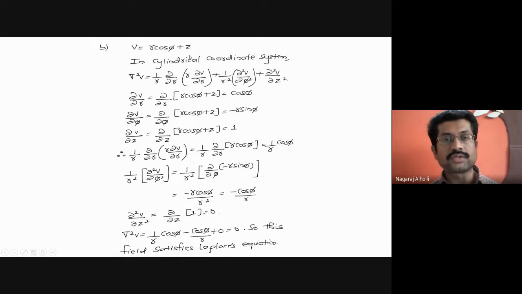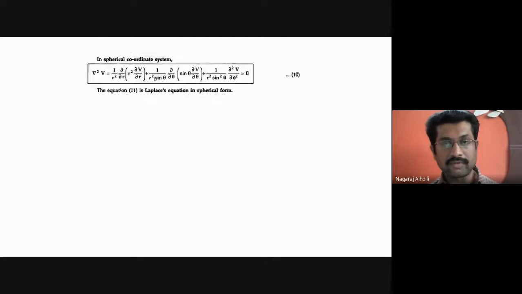The first and foremost thing when any example or numerical is asked, you all have to find out whether the given coordinates are in Cartesian, cylindrical or spherical. If we look into this equation, r cos phi plus z, they are given in the cylindrical system. Hence, we have to use the Laplace equation for the cylindrical system, which we discussed now.